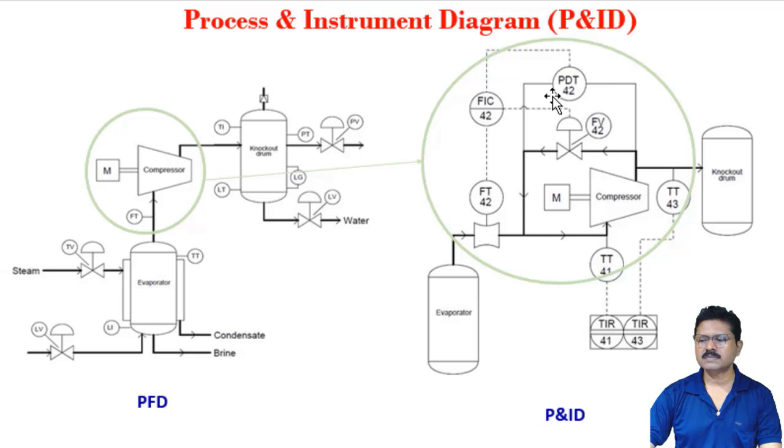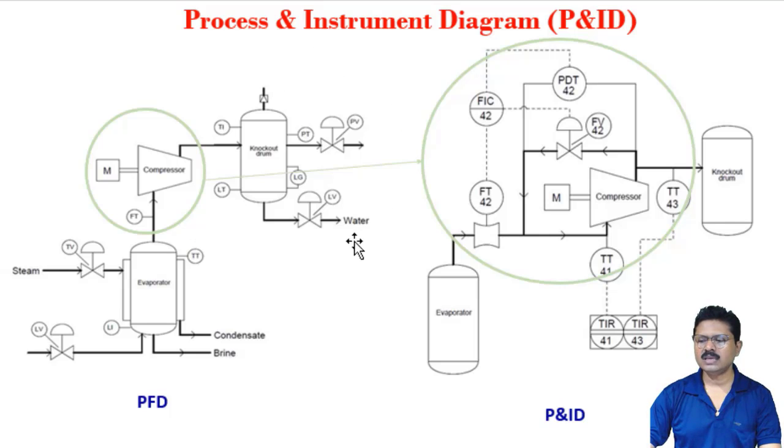Differential pressure means the pressure difference between these two points. This signal is the differential pressure signal. This is one input. The flow transmitter signal, the flow signal, is another input. According to these two signals, this controller gives a particular signal to the control valve, which ultimately controls the recirculation of this flow. This recirculation path flow is controlled by this control valve. So in the compressor, the different control systems are indicated in the process and instrumentation diagram or piping and instrumentation diagram. But in the PFD, it was totally absent.